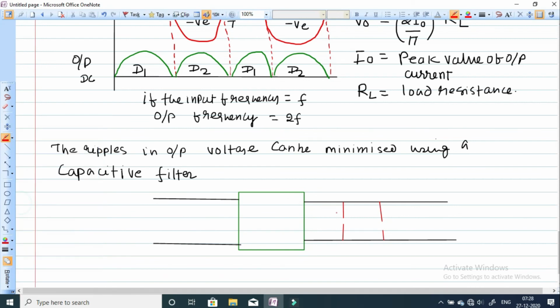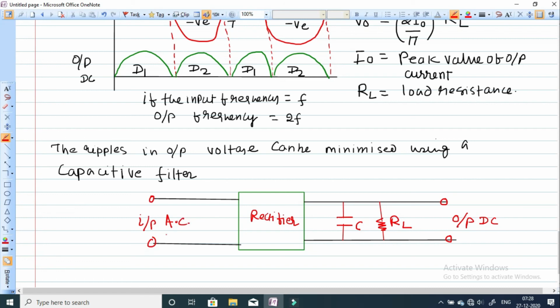From here we connect one capacitor. This is your capacitor having capacitance C, and this is your load resistance RL, and from here we will get the actual output DC. The ripples will now be removed. This is your rectifier, either half wave or full wave, and this is your input AC. So the ripples in the output can be minimized by using a capacitive filter here.